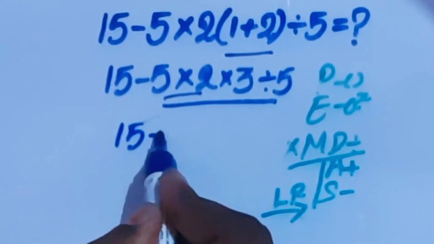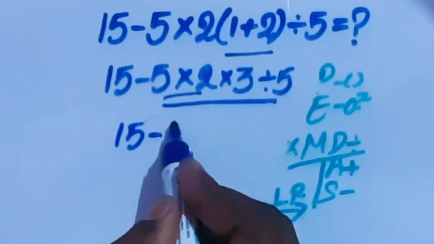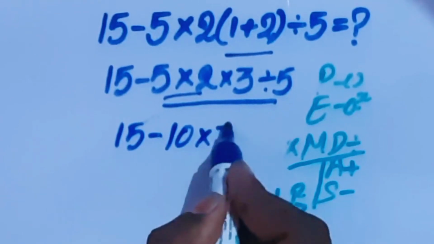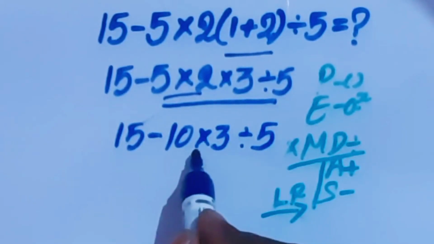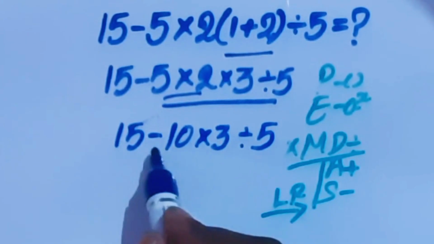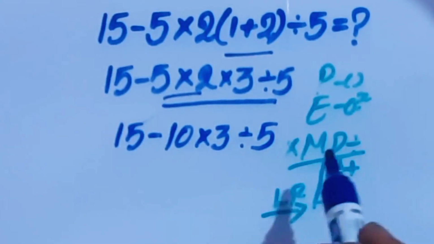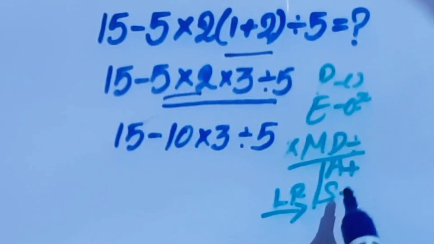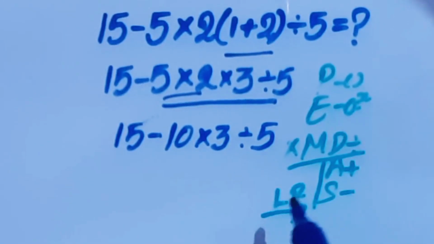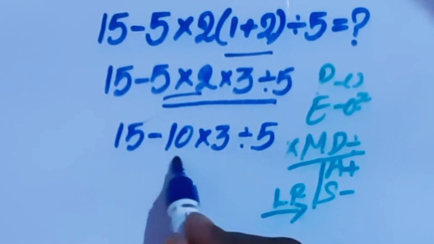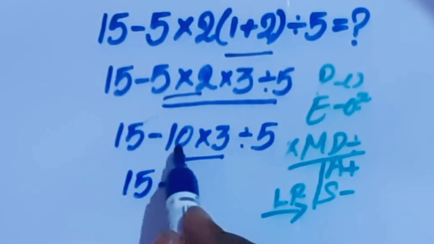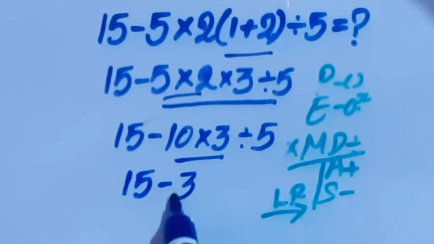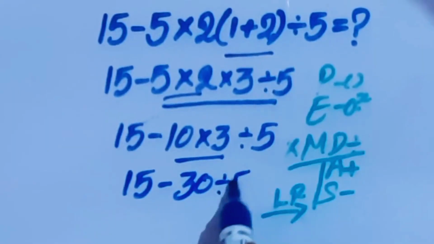15 minus 5 times 2 is 10 times 3 divided by 5. Here we have multiplication and division, and also this subtraction. Multiplication and division are higher priority than the subtraction. Also these multiplication and division are equal priority. For this we are going to follow left to right. Here left to right is this one. So 15 minus 10 times 3 is 30 divided by 5.